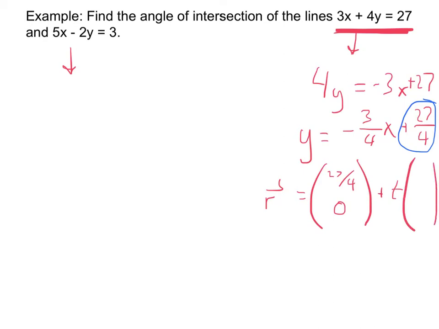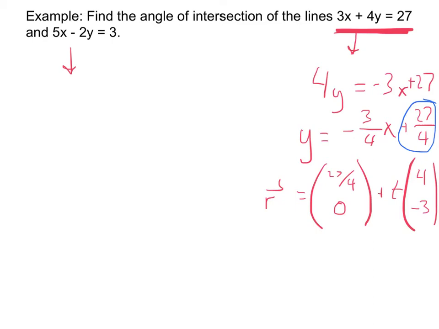now the directional vector. Remember, if you have a slope, we change that into a directional vector by writing it upside down. So I'm going to put 4 and negative 3. Now, you might have decided to put the negative with the 4 instead of with the 3. It doesn't matter. It's not going to make a difference, so don't worry about that.